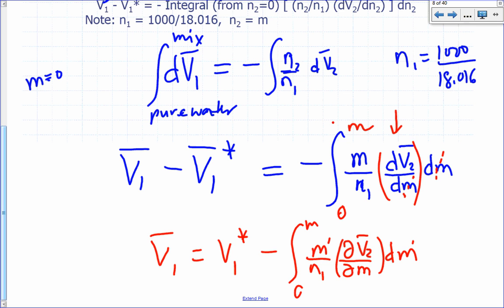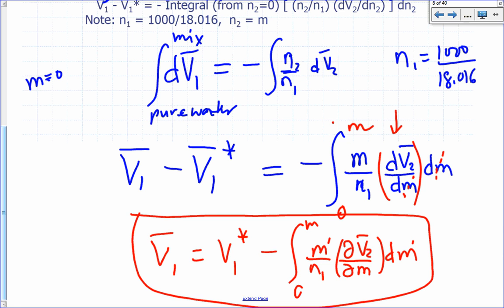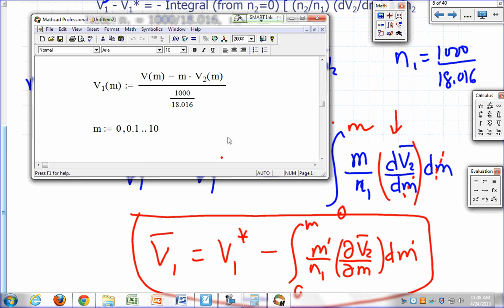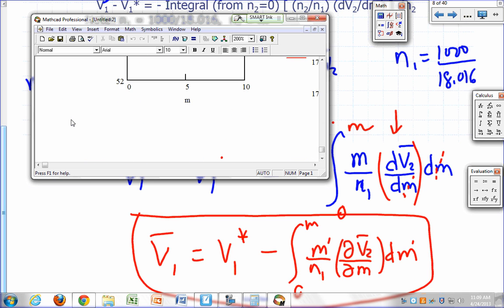Okay? So that's how you can calculate the partial molar volume of component 1 from the partial molar volume of component 2 using the Gibbs-Duhem equation. So let's do that with MathCAD. Let's verify that we get the same answer. Alright. So I'm going to define a different expression for V1 of M using Gibbs-Duhem.